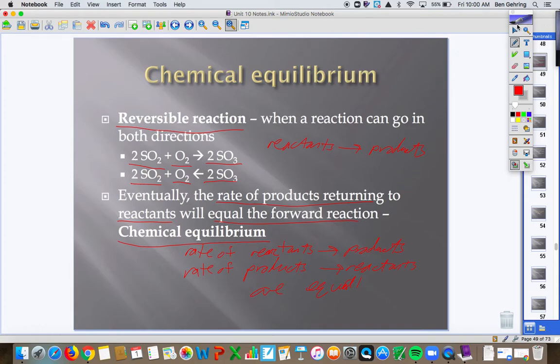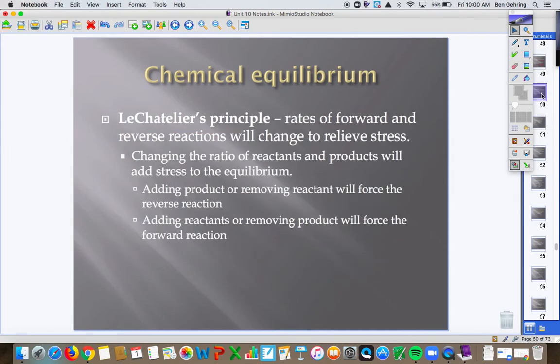And we're going to look at how this plays into things here. So there's a guy that looked into this. His name is Le Chatelier, and he had a principle. He had an idea that the rates of the forward and reverse reactions will change to relieve the stress on the system. So this is an important principle. We're going to apply this and use it in different situations.